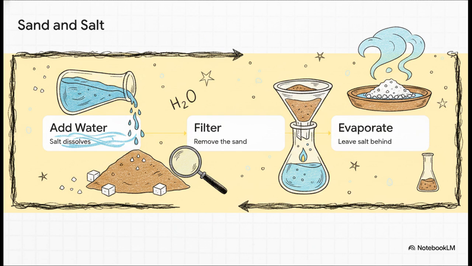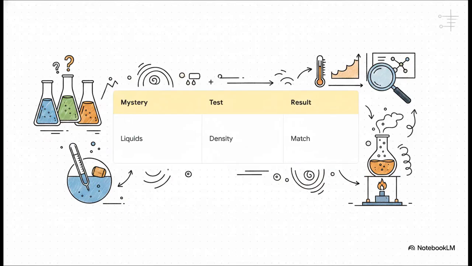Step 2, filter out the sand. Now you've just got salt water left. Step 3, evaporate the water using its boiling point, which safely leaves the pure salt behind. Pretty clever, right? And that brilliantly illustrates our third example, identifying mystery liquids.